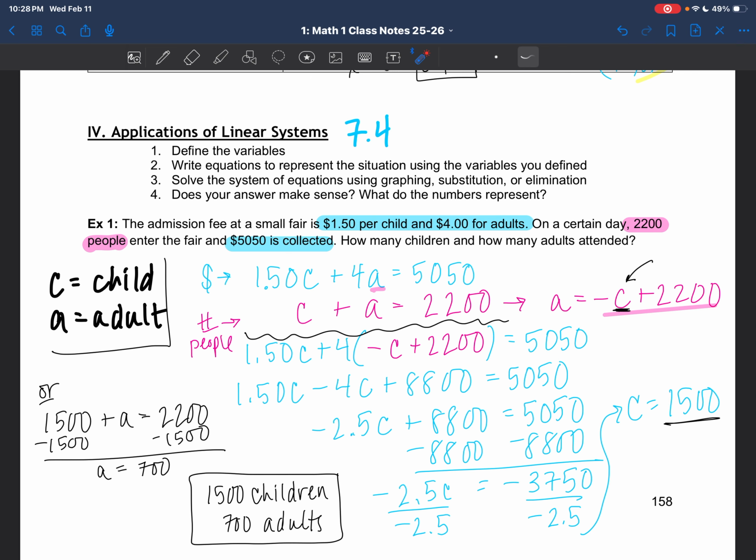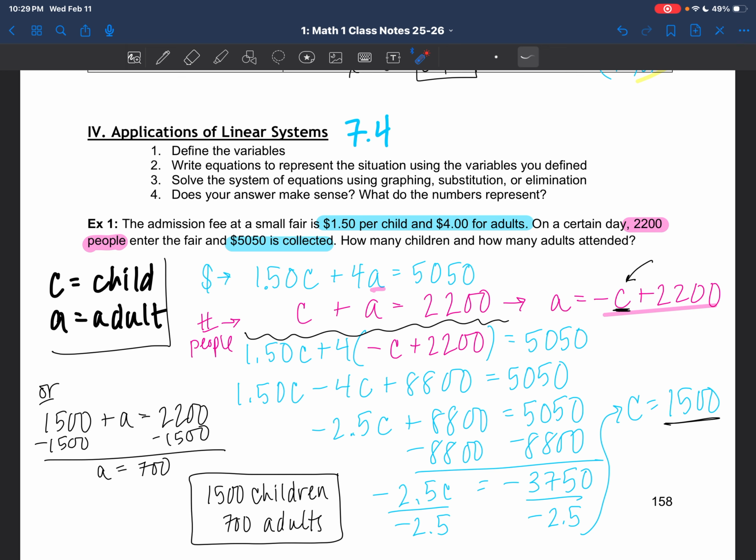And now we're going to move this to the other side so we can solve for C. That cancels, and I've got -2.5C equals -3,750. Divide both sides by -2.5. And we have that C is 1,500. So C is your children, so we know we have 1,500 children.